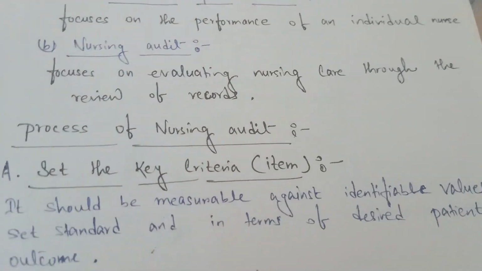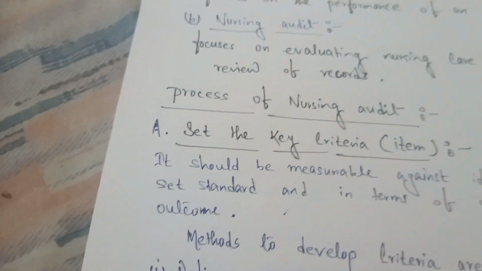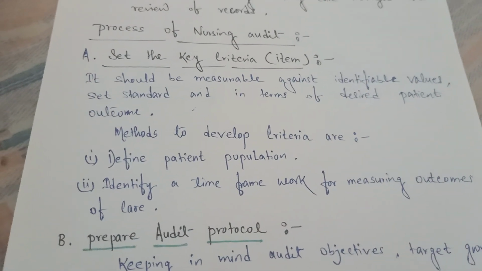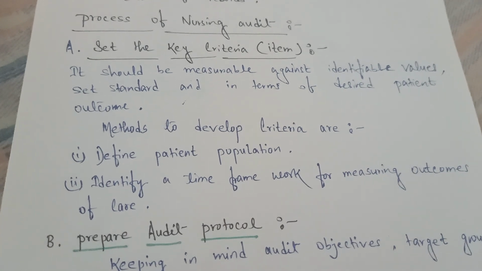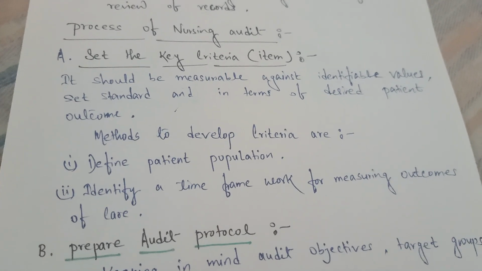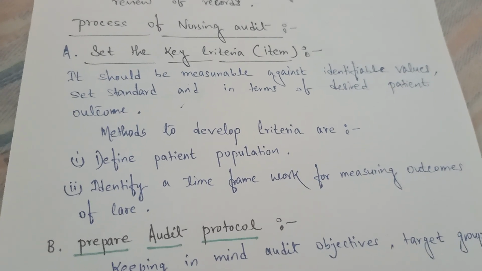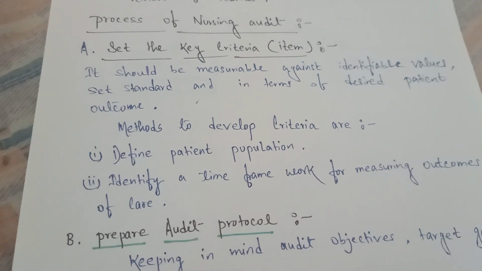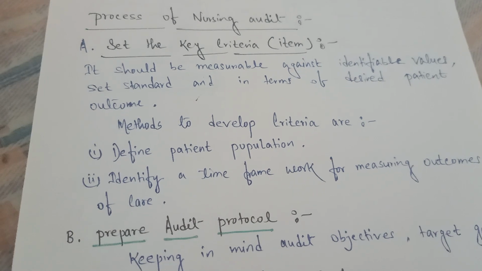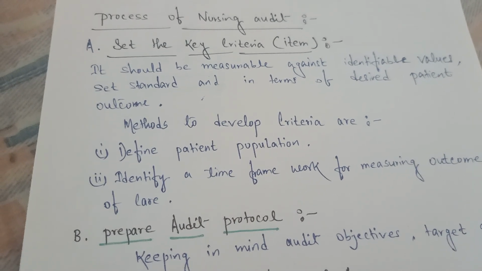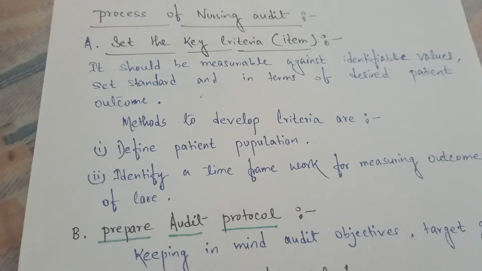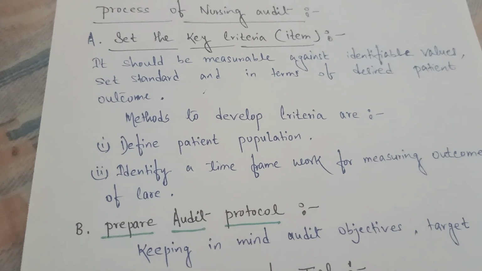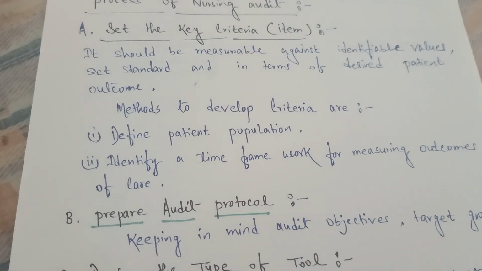So process of nursing audit. There are a set of processes, so we'll study one by one. The first one is set the key criteria. It should be measurable against identifiable values, set standard, and in terms of desired patient outcome. Methods to develop criteria are: define patient population, identify a time framework for measuring outcome of care.